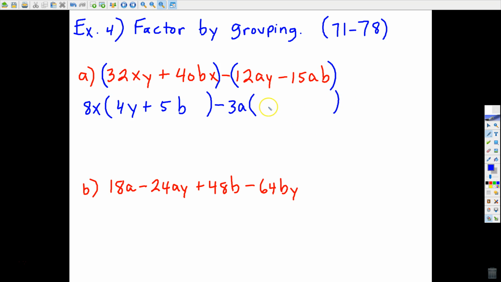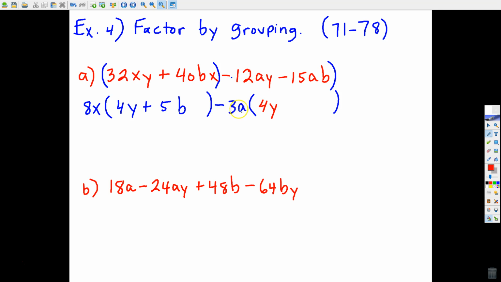Okay, and now when I factor out, it's almost like you have to look at this back in its original. It can look a little tricky at first. Put this back the way it was. Okay, so remember, we're trying to come up with a multiplication expression that would equal this. So negative 3a times 4y would give us negative 12y.